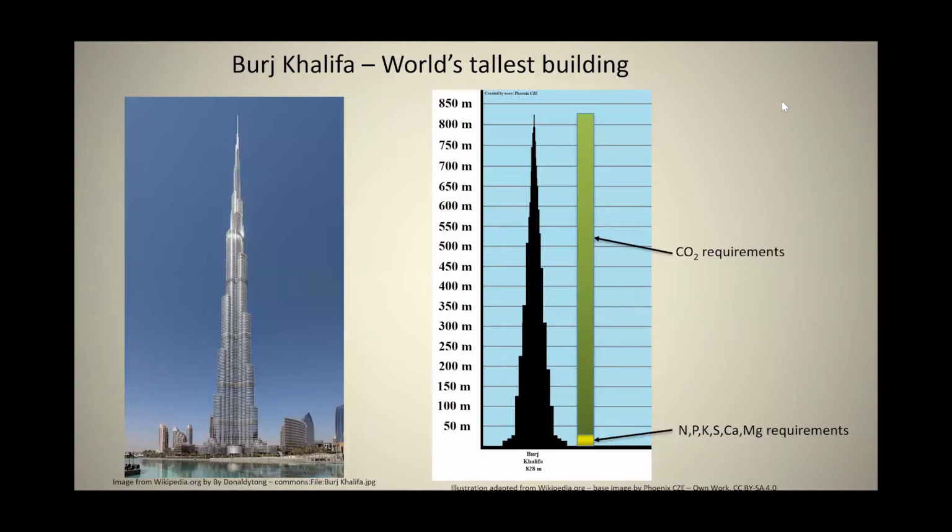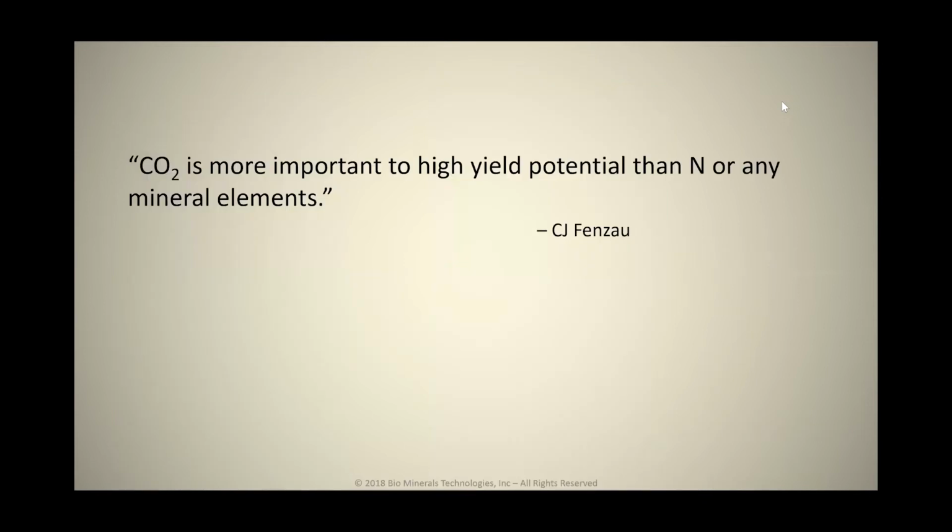If we look at the tallest building in the world in Dubai, you can see the relationship of CO2 in relationship to NPK, S, calcium, magnesium, and everything else. This building is over half a mile tall, 2,800 plus feet, and the vast majority of it would be CO2 if this was a plant. 100 years ago, this gentleman actually stated, carbon dioxide is more important to high yield potential than N or any other element. And he was absolutely correct.